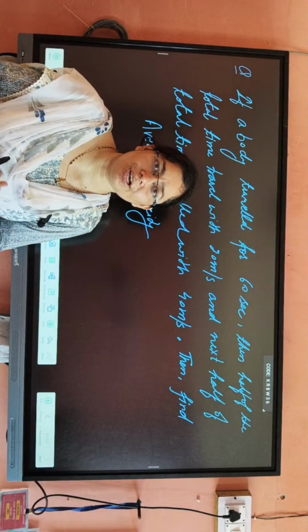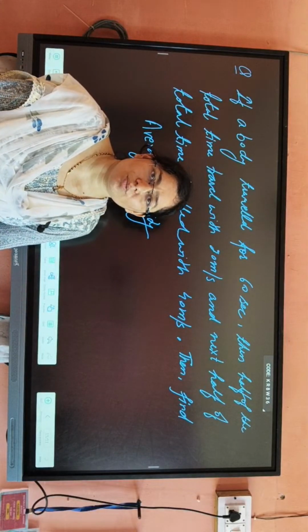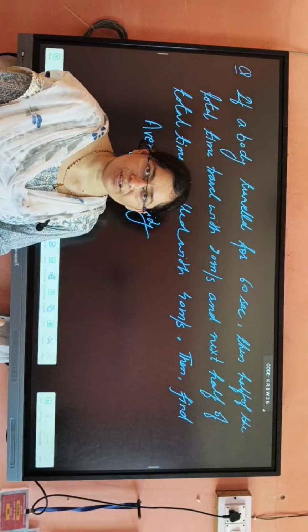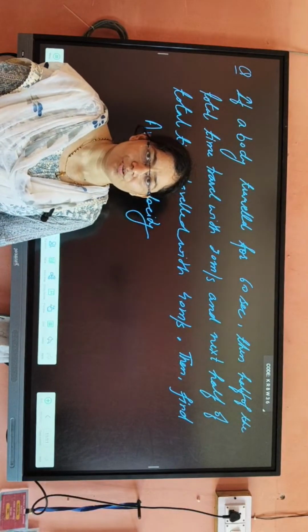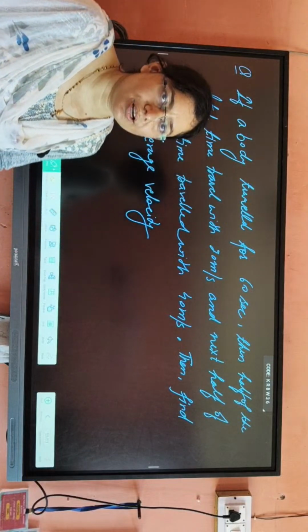Revise this one unit, this one topic only. Then tomorrow we will do revision of the equation of motion only by using graphical method and your calculus method. Okay, so don't waste your time, solve these questions in your notebook.